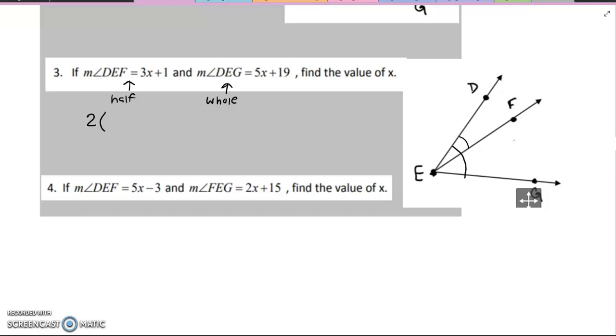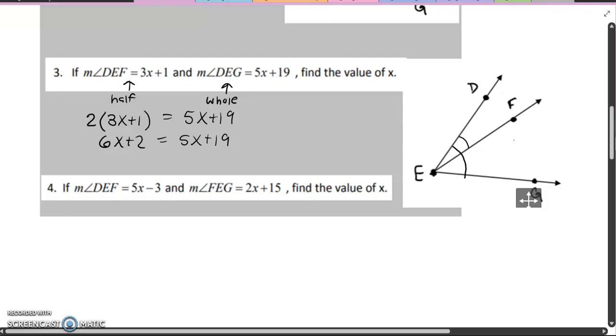We're going to take 2 times my 3x plus 1, put that in parentheses, and we're going to equal it to 5x plus 19. So when I solve this, we're going to get 6x plus 2 equals 5x plus 19. I'm going to move through the solving fairly quickly. So if you do need some review of how to solve an algebraic equation, please let me know. We can talk individually about that after you're done the video. So x is equal to 17.